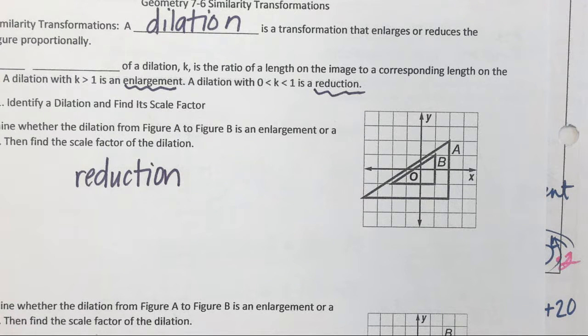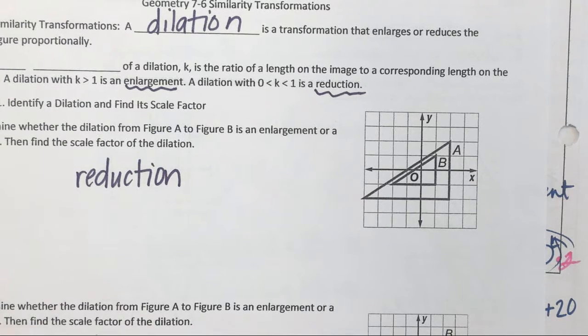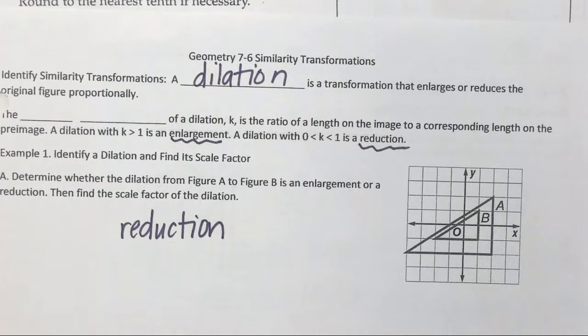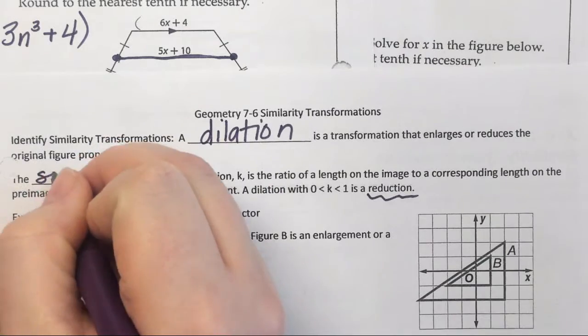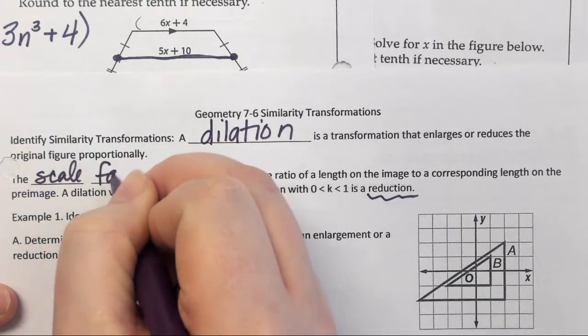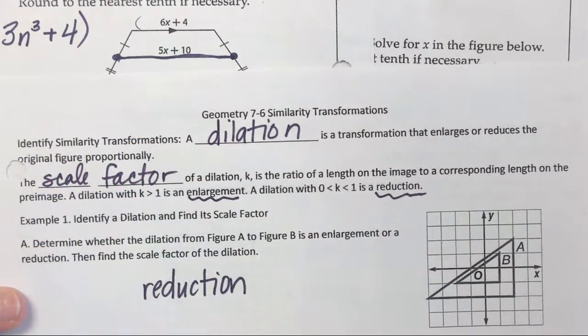Okay, so Kaylee wants me to go back to the blank I've left out, which is my next bit. What have we calculated in every single section of Chapter 7? The scale factor of a dilation.